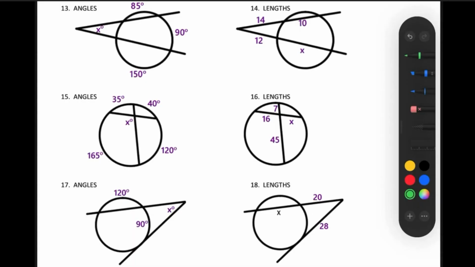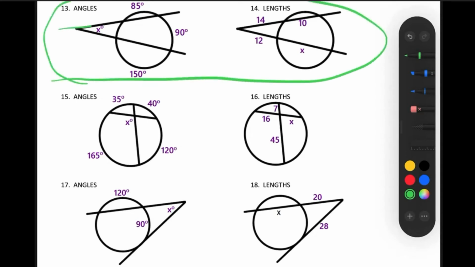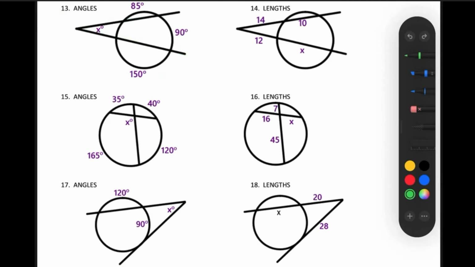I love these bottom questions because it kind of gives you an overview of everything we learned. So these first two are about a secant line and a secant line. The next two are about a chord and a chord. And the last two are about a secant with a tangent. And so it kind of has every possibility of anything I could ask you about this kind of stuff.